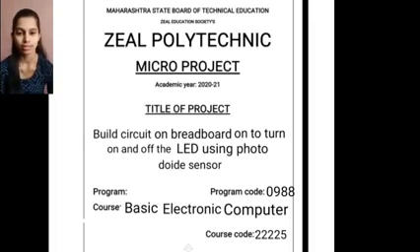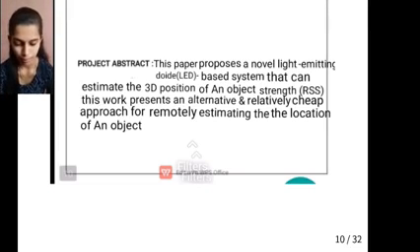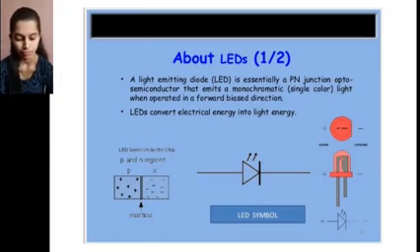Under the guidance of Professor Preeti Khobagade. Project abstract: this paper proposes a novel light emitting diode based system that can estimate the 3D position of an object. This work presents an alternative and relatively cheap approach for remotely estimating the location of an object.